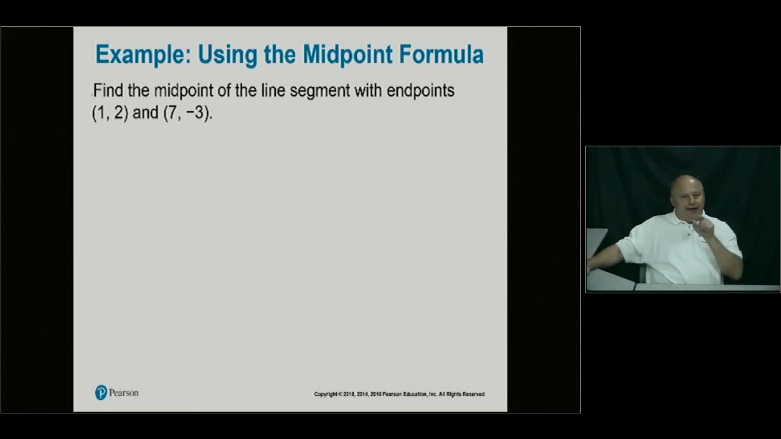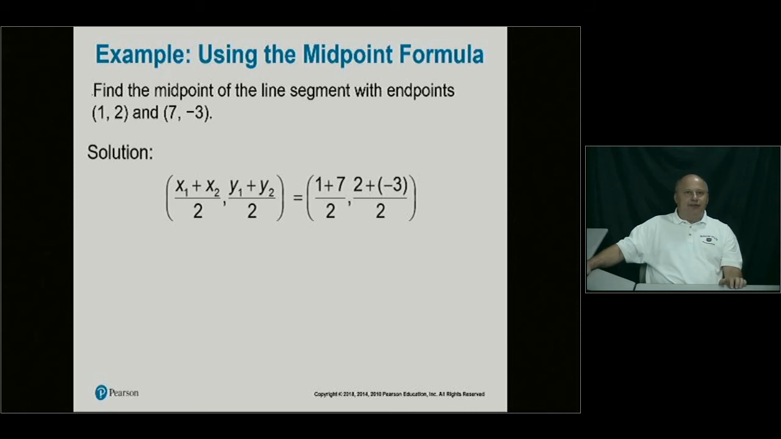Well, you're looking for the point that's dead center of that, right in the middle. Okay, so the question is, how do you do it? Well, you take the average of the x coordinates and take the average of the y coordinates. So you add up the x coordinates, 1 plus 7 divided by 2, 2 plus negative 3 divided by 2.